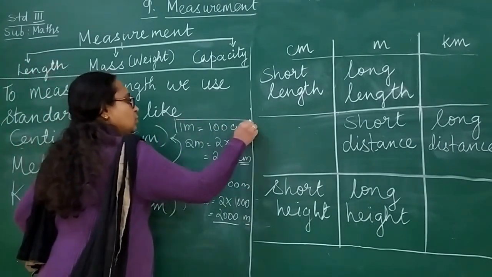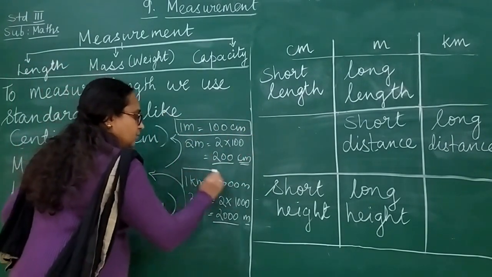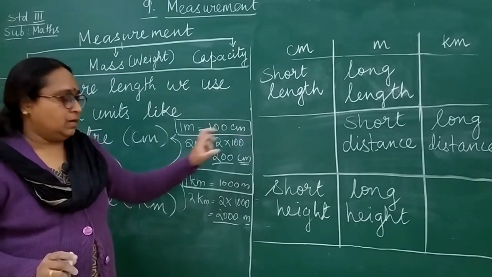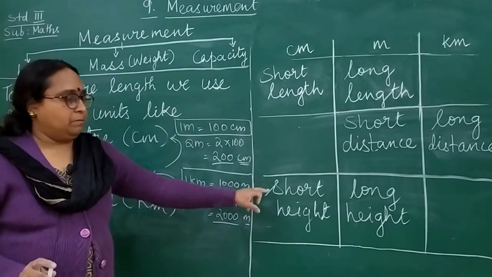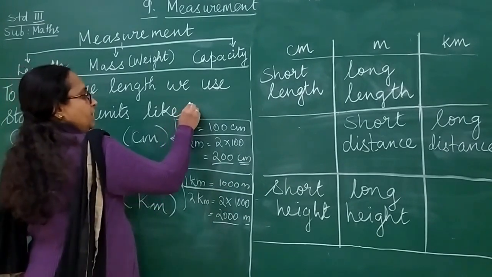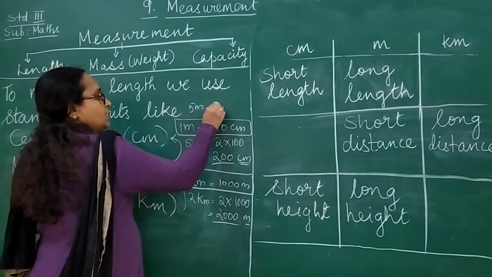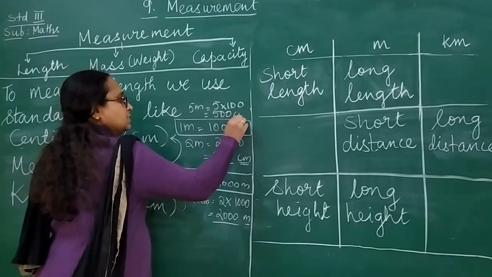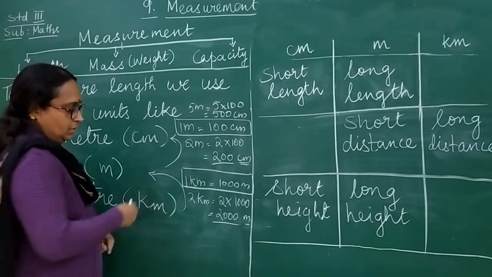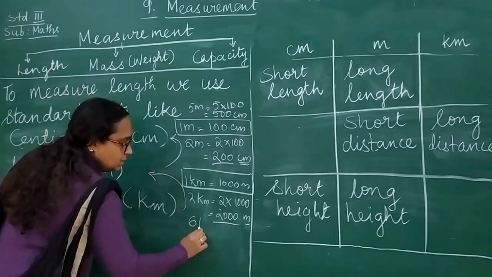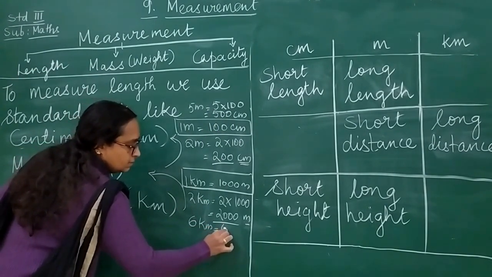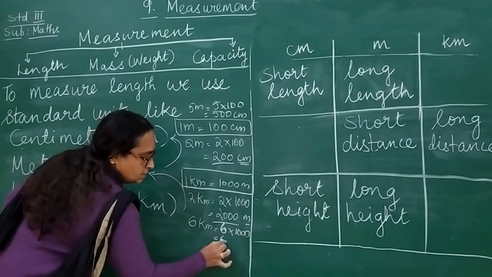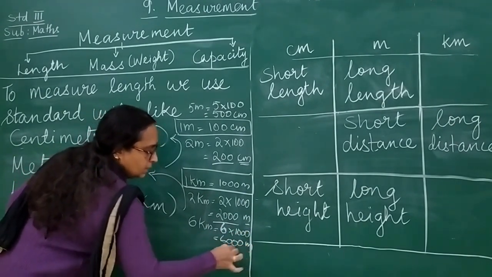This you will have to learn by heart, as there are conversion problems. So you should know 1 meter is equal to 100 centimeter, 1 kilometer is equal to 1000 meters. For example here again, 5 meter. How will you convert? 5 into 100, that is equal to 500 centimeter. Here again one more I will give. For example 6 kilometer. Then you will write 6 into 1000. That will be 6000 meter.